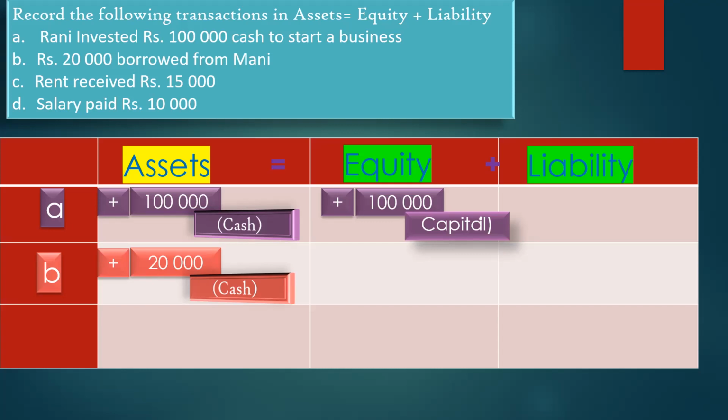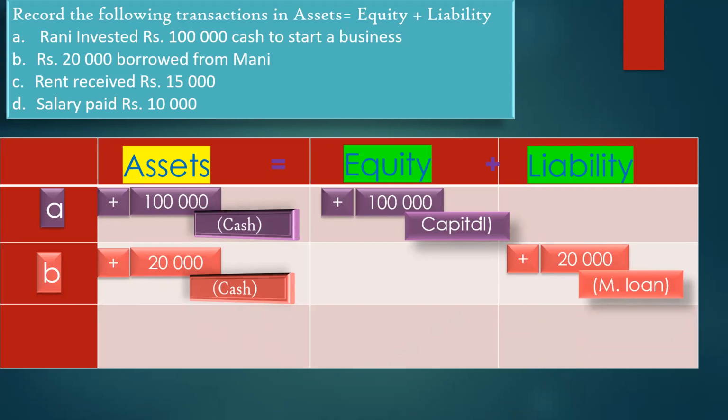Can you send the answer? Where else do you record this 20,000 borrowed from Money? Yes, it is under liability because it is a loan, borrowed. So liability increases by 20,000. Very good. All of you got the correct answer. Well done, keep it up.